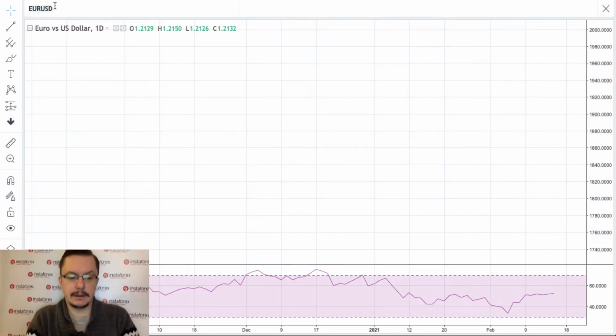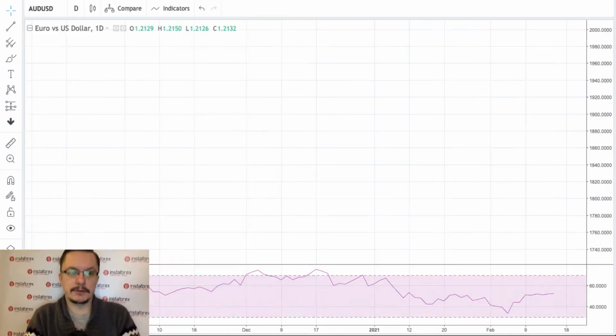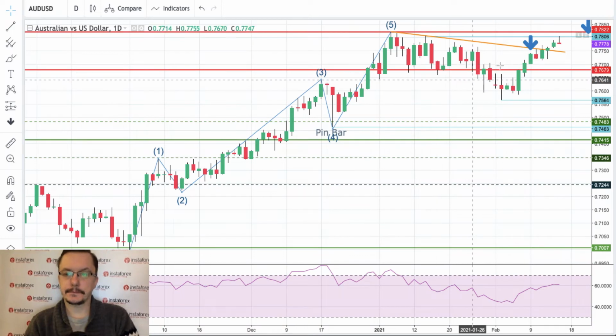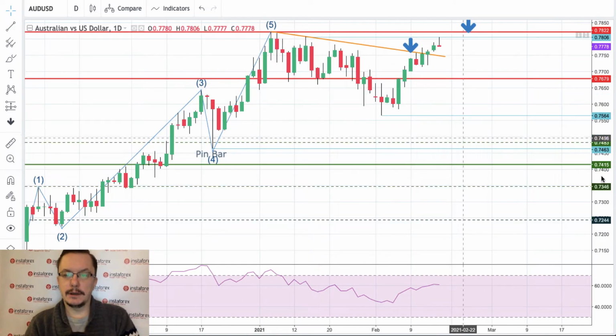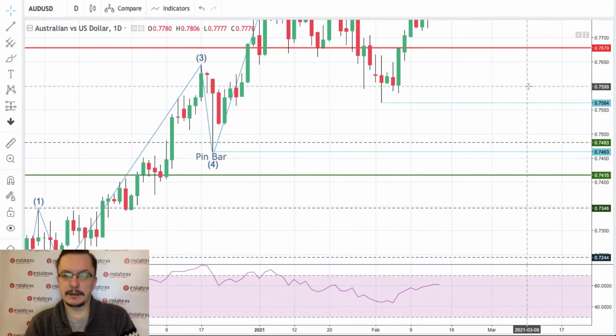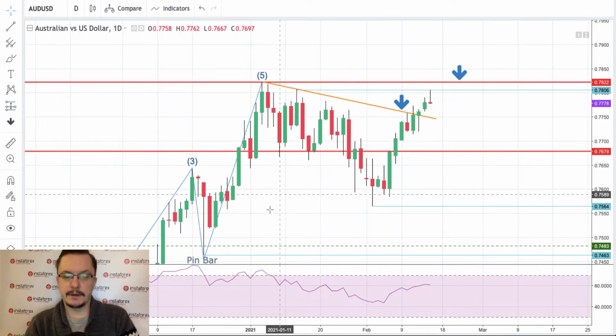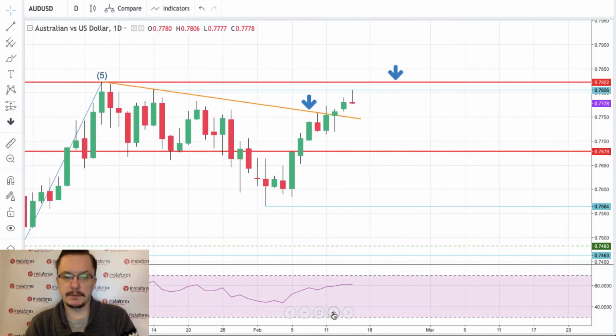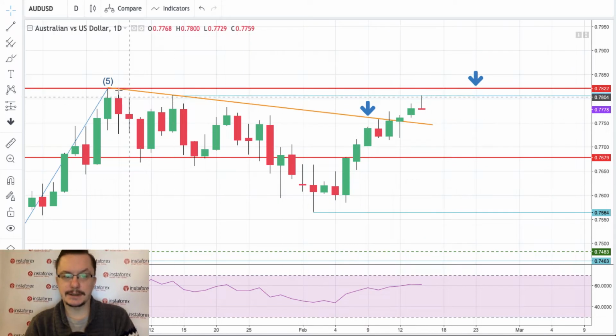So let's take a look at the Australian dollar first. What is going on here? We got some bounce, right? We got a bounce after the 5 waves had been done. We got a bounce towards this high from the 6th of January, 7,822.